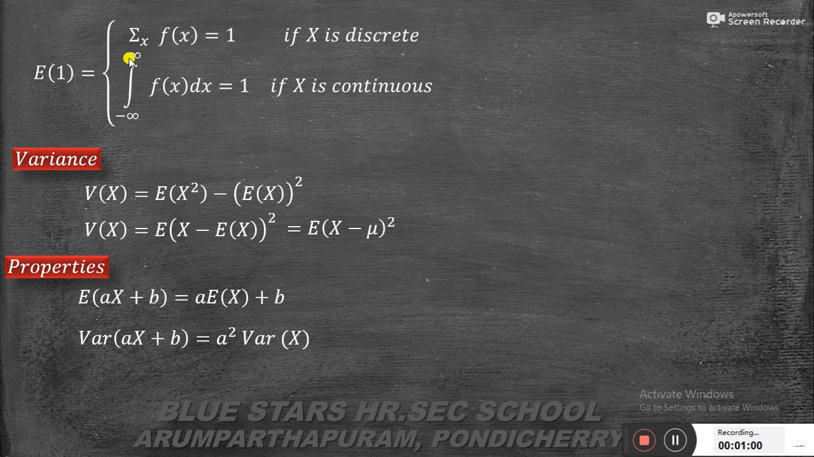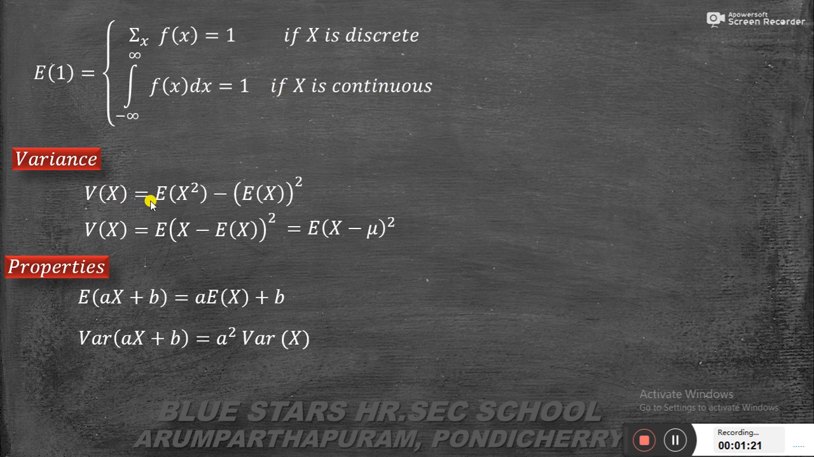So E of 1 means I substitute g of x equal to 1, so summation f of x equals 1 if X is discrete. Next, the integral from minus infinity to plus infinity of f of x dx equals 1 if X is continuous.